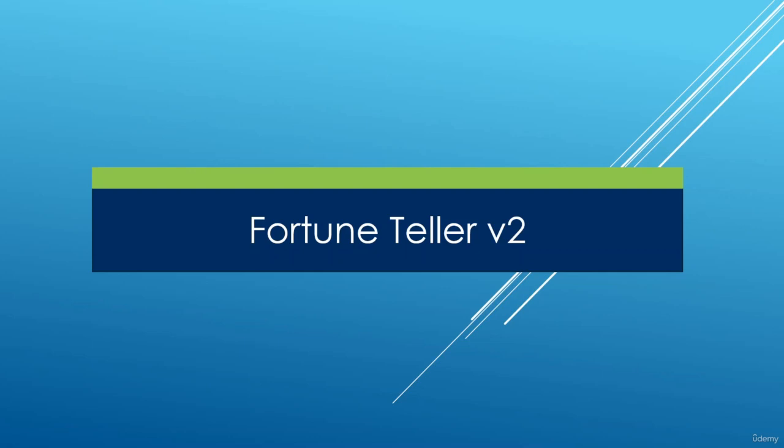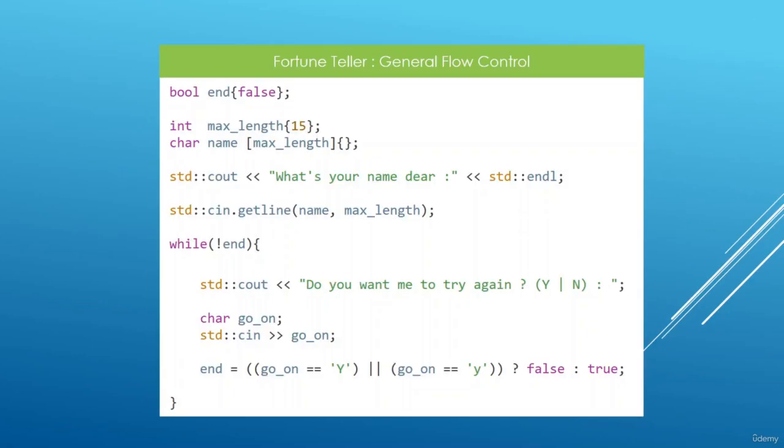In this lecture, we're going to improve on our fortune teller app and make it work better. If you remember, we had something like this to control the flow in our program. We had a while loop through which we could control if our program could go on or stop. We'll let the user tell us if they want to continue.